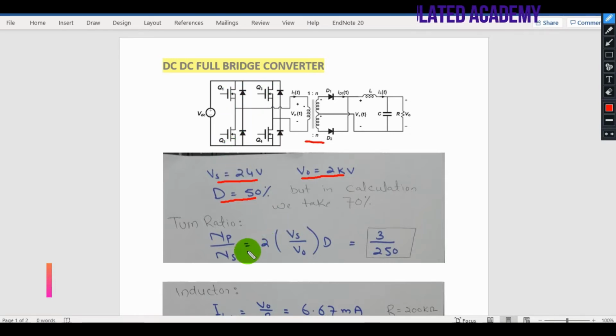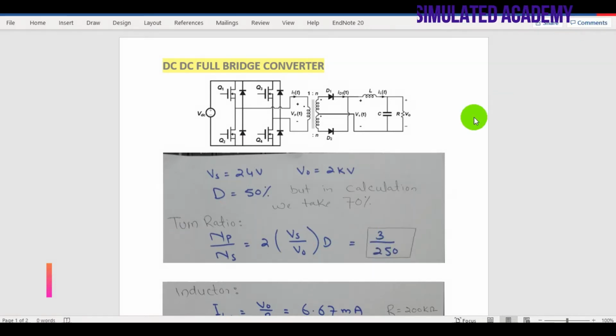So let's calculate our parameters. First of all, we will calculate our turns ratio. Turns ratio can be calculated by using this formula: primary turns over secondary turns is equal to 2 times V divided by V naught times D, where D is equal to 0.7. That comes out to be 3:250.